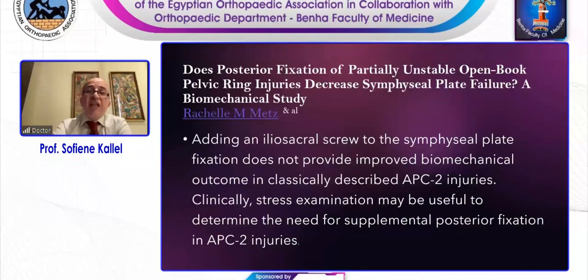Does posterior fixation of a partially unstable open book pelvic ring fracture decrease symphyseal plate failure? No, it does not. Adding an iliosacral screw to this symphyseal plate fixation does not provide improved biomechanical outcome, mainly in fractures displaced more than 2.5 centimeters, APC2. Next.